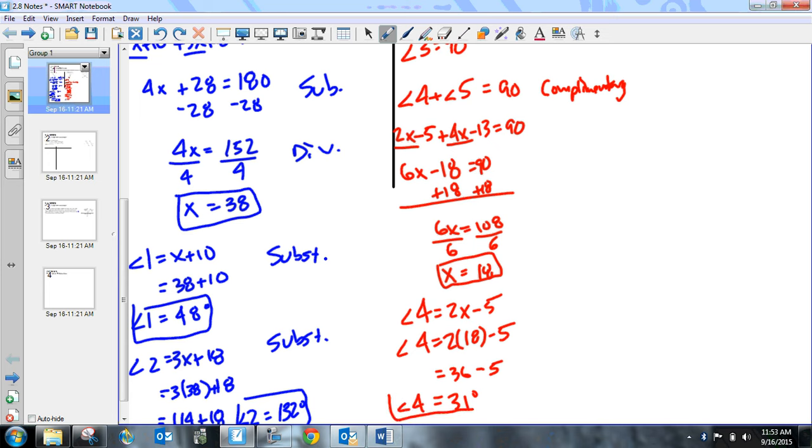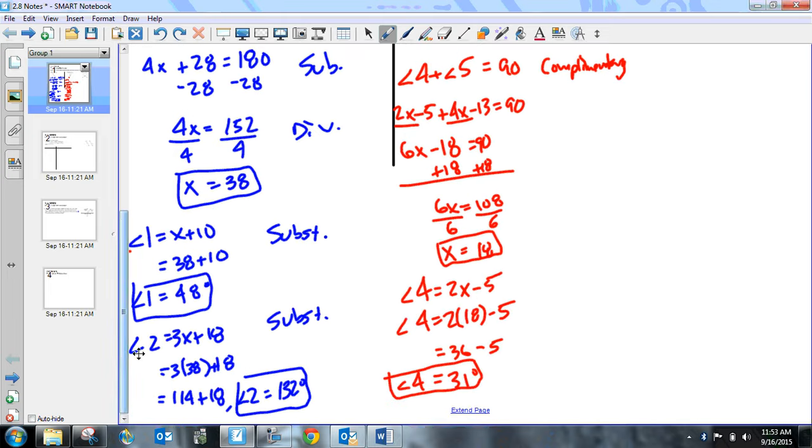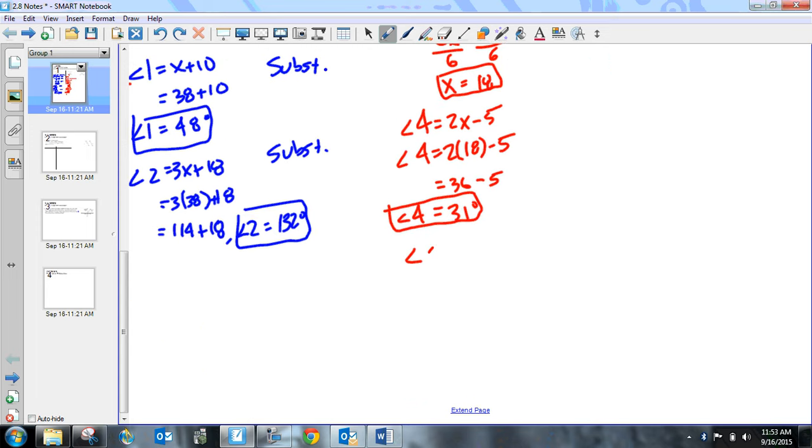All right. Now let's find angle 5. So angle 5 is 4x minus 13. Let's write that down here. Angle 5 is equal to 4x minus 13. If I substitute 18 in for x, angle 5 is equal to 4 times 18 minus 13. So 4 times 18 is going to give me 72 minus 13. If I subtract 13 from that, I should get 59 degrees. Okay, and that's angle 5.